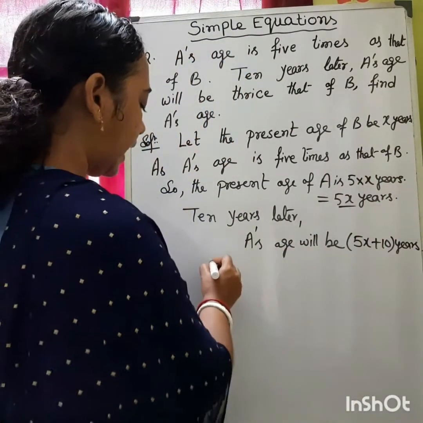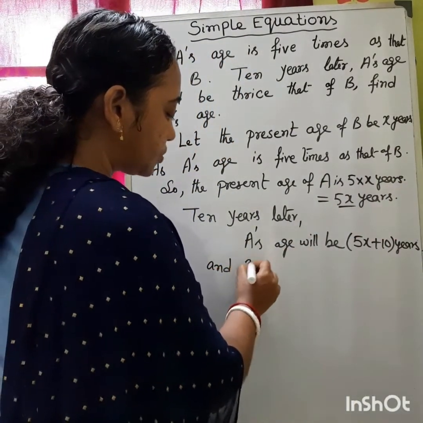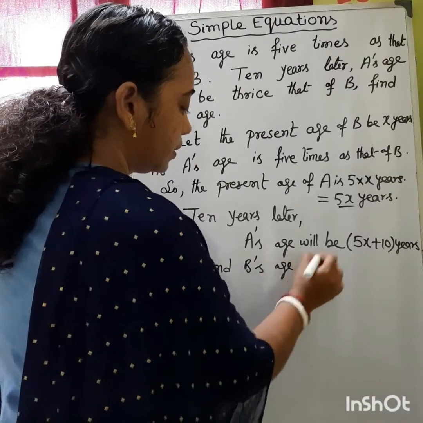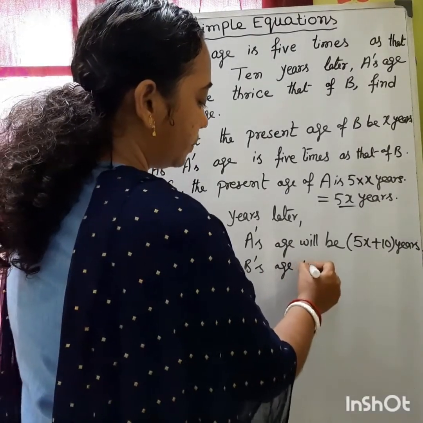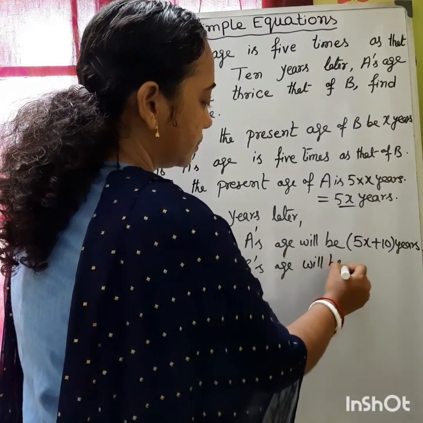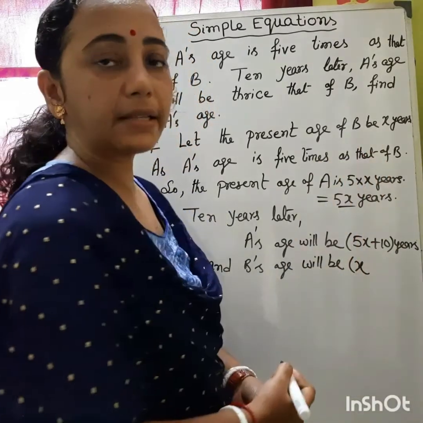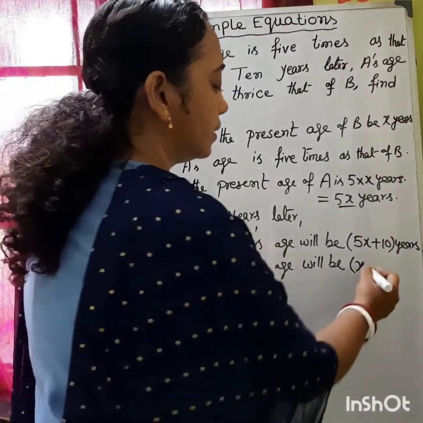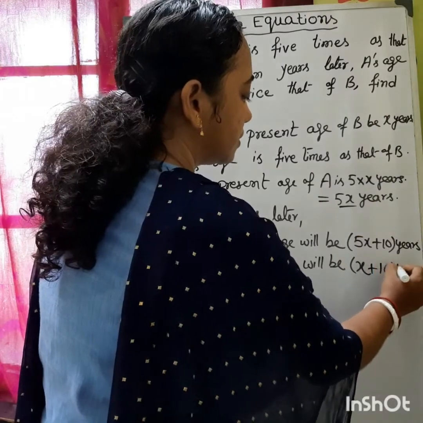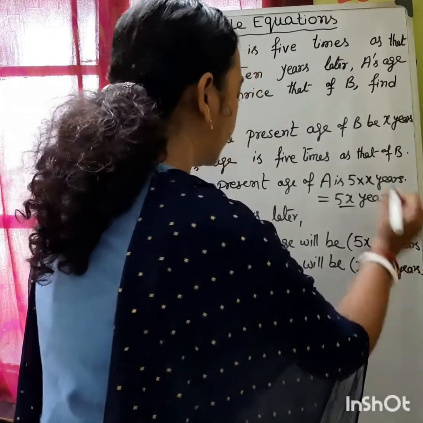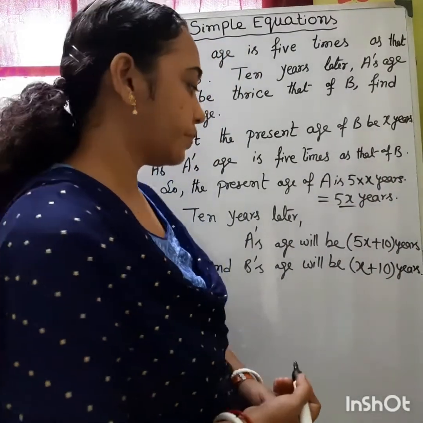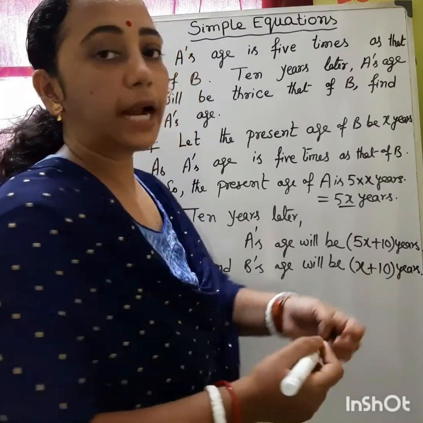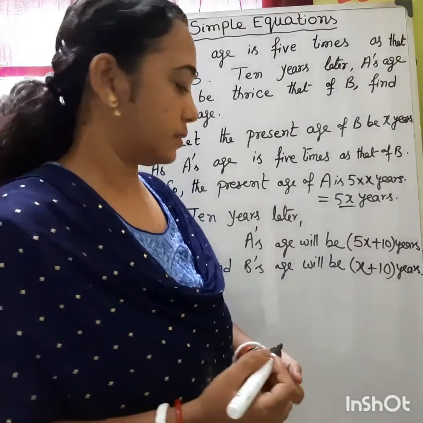Now similarly, B's age will be x, the present age is x, so it will increase by 10, so x plus 10 years. 10 years later means after 10 years we will consider, so that will always increase by 10 years.